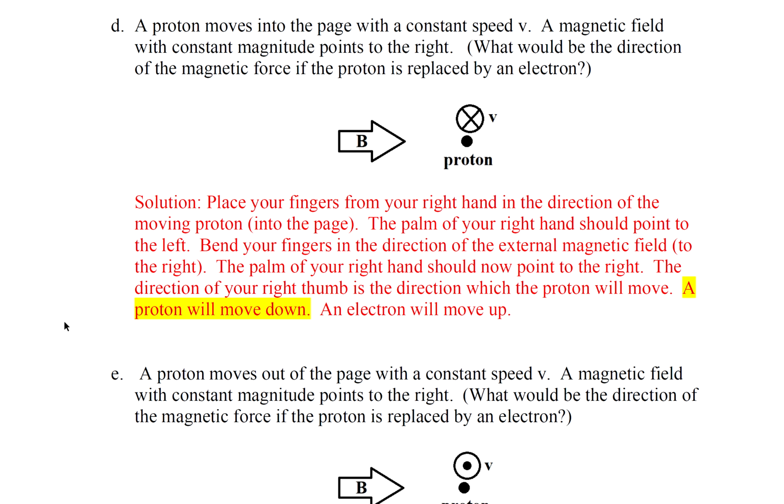Part D, a proton moves into the page with a constant speed v. Now point the fingers of your right hand into the page and bend your fingers to the right because the external magnetic field is to the right, and your thumb points down. So the direction of the magnetic force on the proton is going to be down.